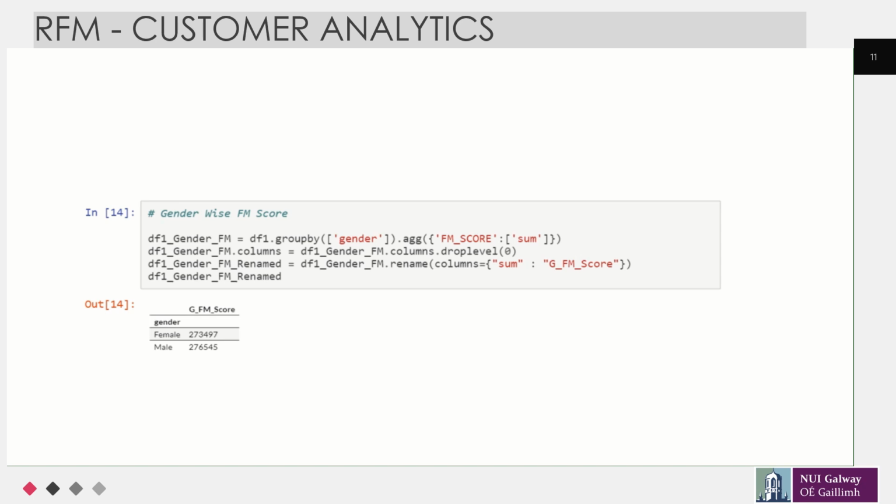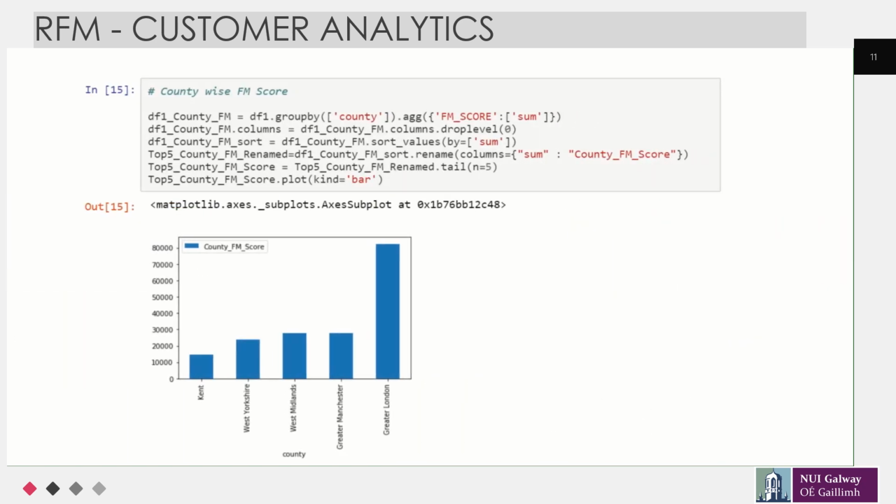If we now go county wise, the sum of RFM score from Greater London is much more than other counties, which means Greater London is a very valuable county for TESCO.